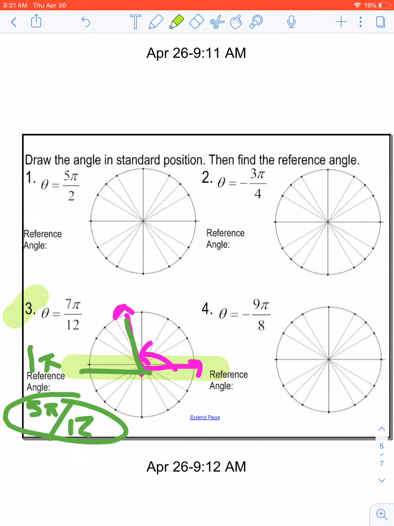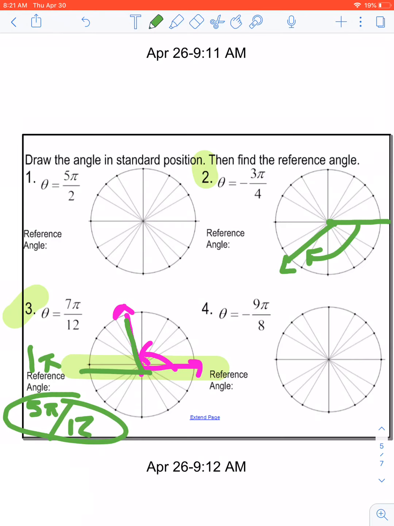Let's look at number 2 now. So now this is a negative measurement. That's okay. I'm just going to go the opposite way. So negative 3 pi over 4. I have my initial side, and then this would be negative 3 pi over 4. Okay? 1/4 of the way between 1/2 and 1.